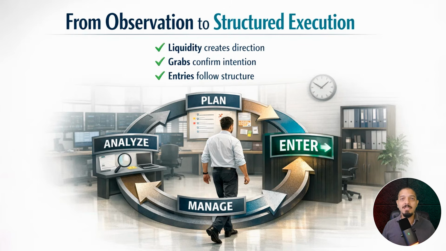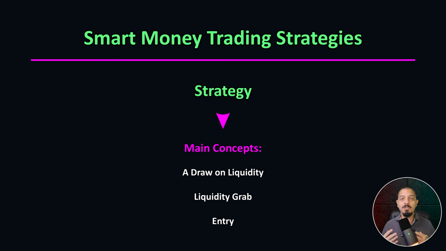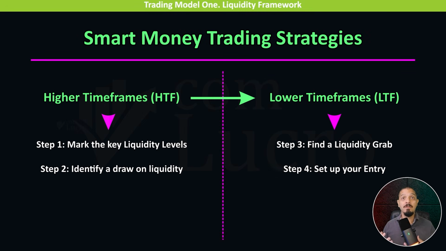But understanding alone is not enough. The real edge comes from knowing how to apply this behavior in a structured and repeatable way. So, this strategy is built around three core components: a draw on liquidity, a liquidity grab, and the entry itself. For this setup, 2 time frames are used to execute the trade. On the higher time frame, key liquidity levels are identified and a clear draw on liquidity is defined. From there, we move down to the lower time frame. At that level, the goal is to spot a liquidity grab that aligns with the direction of the draw on liquidity. Once that occurs, the trade is executed, and both the target and stop loss are set accordingly.